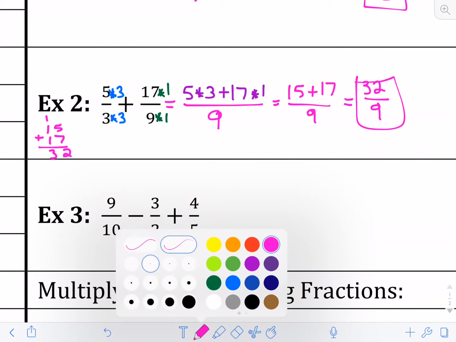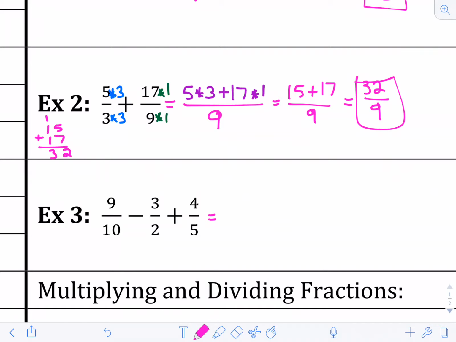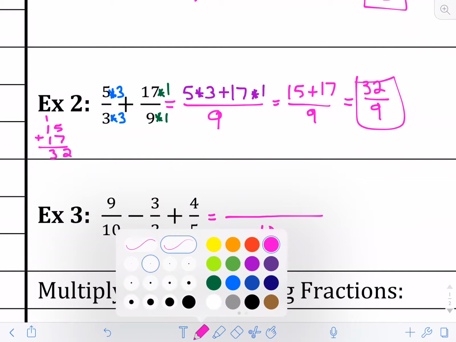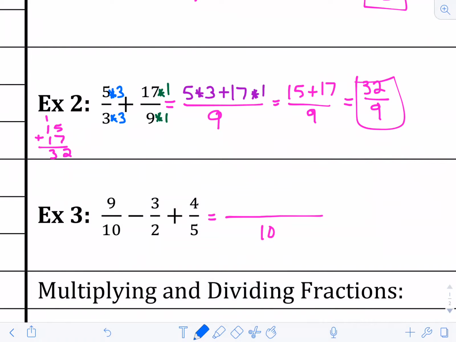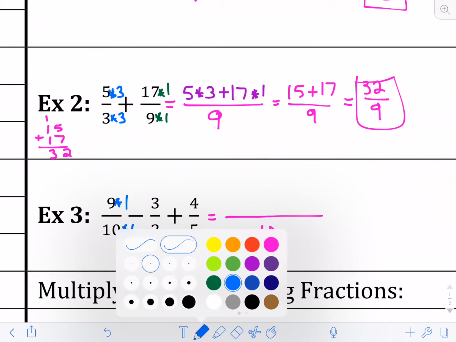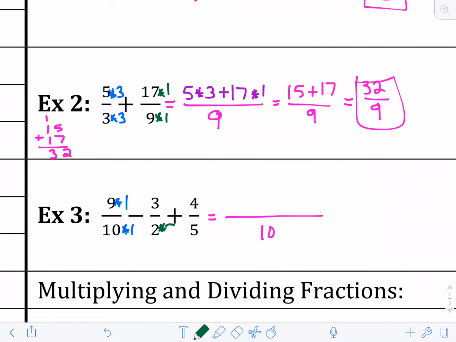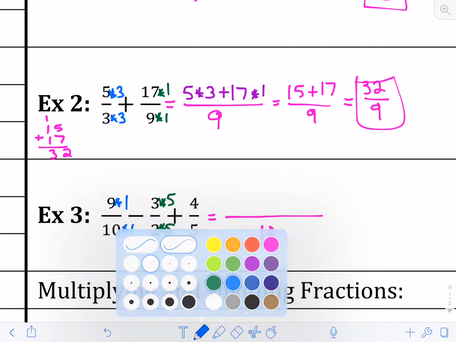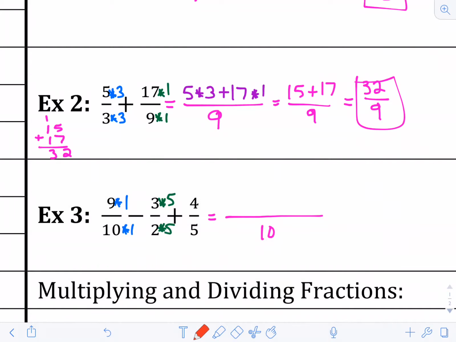Okay, so now we have a little bit more of a complex problem because we have 3 fractions here. But if you notice, the biggest number I have is 10, and all my denominators will go into 10. So that's what I'm going to use here as my common denominator. All right, so I'll do my different colors so you can see where these numbers are coming from. 10 times what gives me 10? Well, that's times 1, so I'll multiply this by 1. 2 times what gives me 10? Well, that's 5, so I'm going to multiply this by 5. 5 times what gives me 10? Let me get a different color, which is going to be 2. So I'll multiply this by 2.